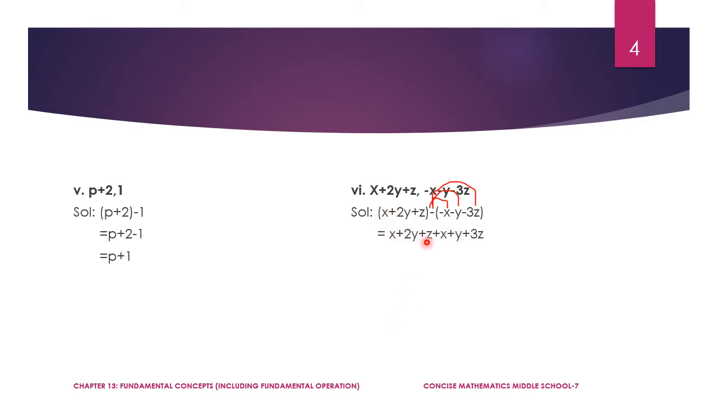You can write it as it is: minus into minus plus x, minus into minus again plus y, minus into minus is minus. Oh, sorry, minus into minus is plus, plus 3z. I got a little bit confused. Okay. Now just arrange all the like terms together and just add it, because all are having a positive sign. So x plus x, 2x, 2y plus y, 3y, z plus 3z, 4z.